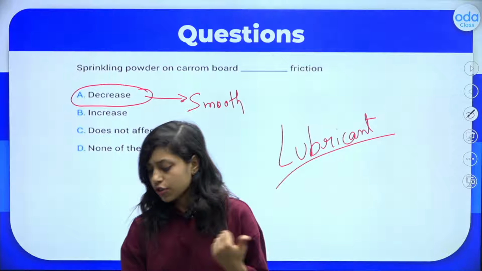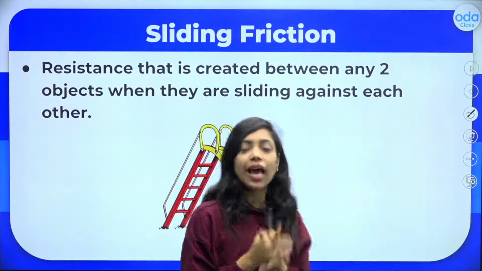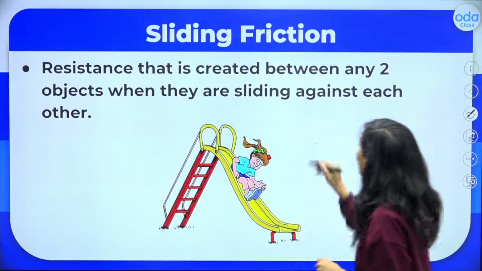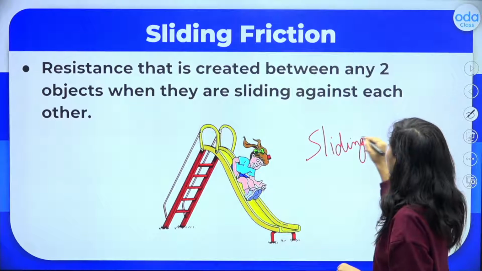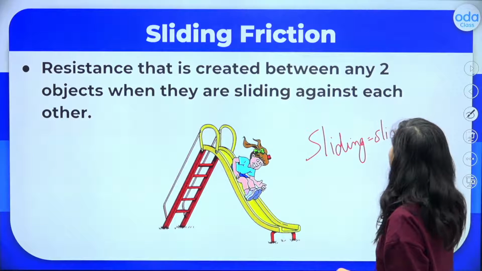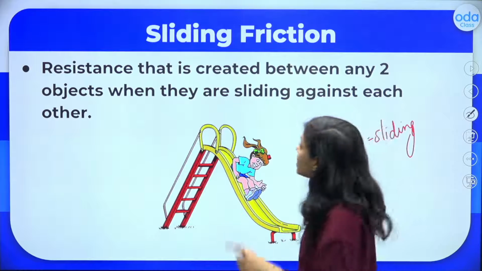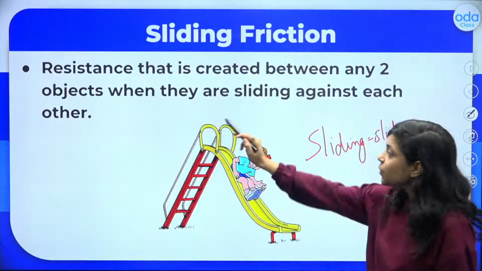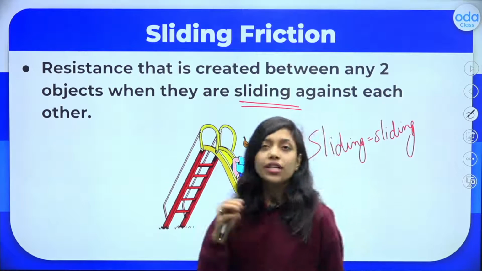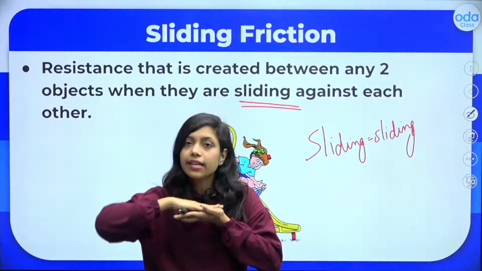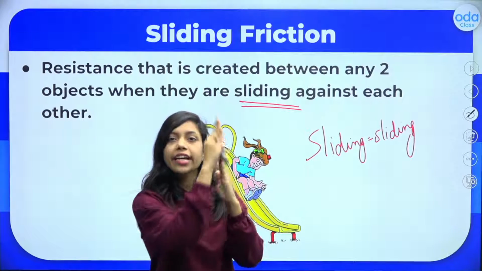So now let us move on to the second friction, that is sliding friction. I'll give you a clue here also. What you have to remember: sliding is equal to sliding. Simple. It is the resistance created between any two objects when they are sliding against each other. In static, they are not moving, it was at rest. But here what is happening? They are sliding. There is a sliding movement, right?